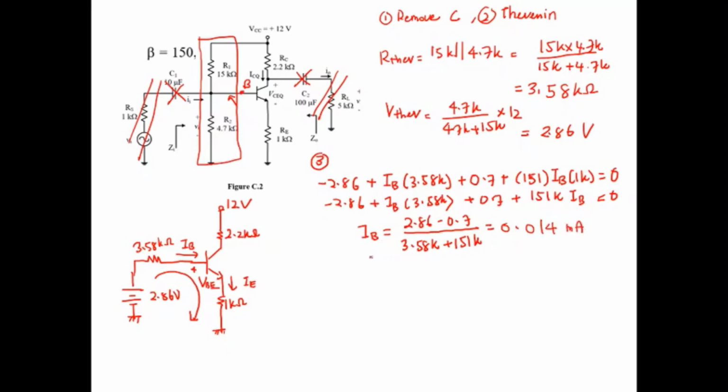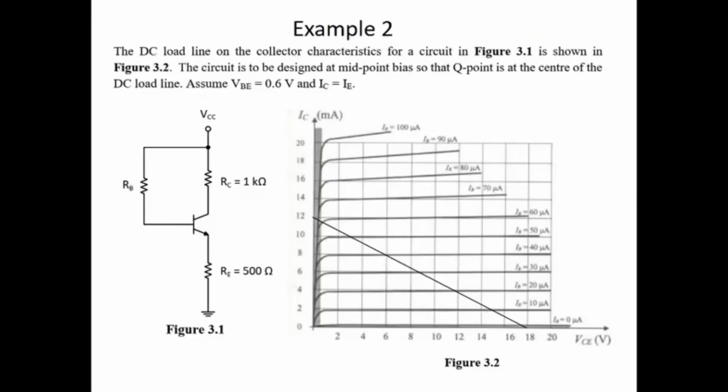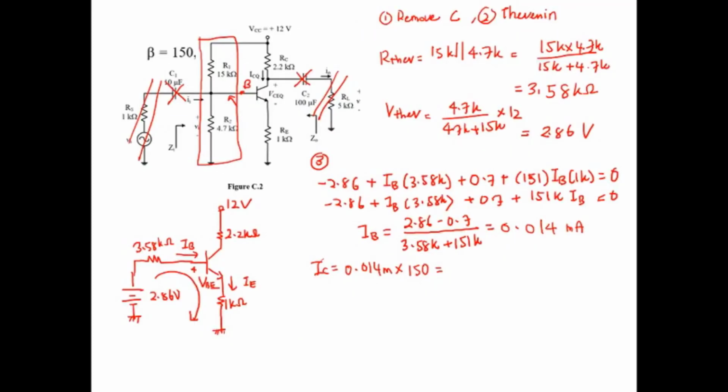When you get the IB, you can get the IC. IC is 0.014 milli times beta 150, so we got 2.1 milliampere. And then IE you can also calculate. IE is IB plus IC, so IE is equal to 2.114 milliampere.